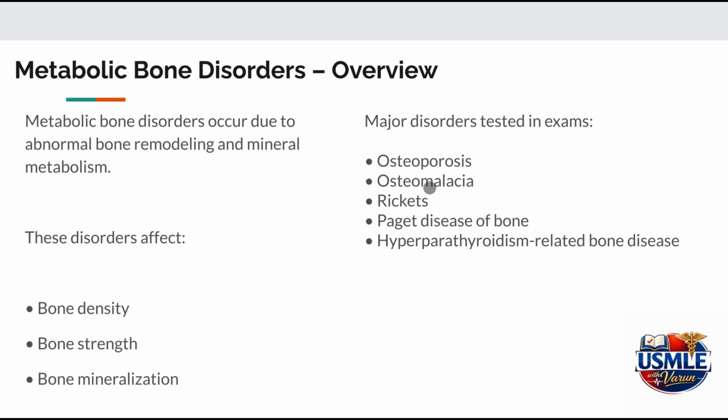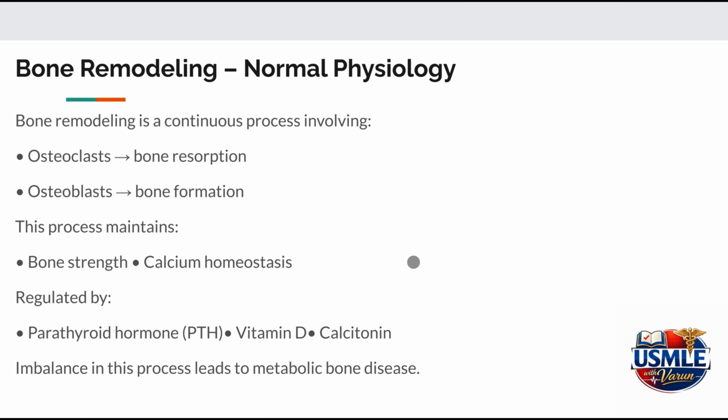Several metabolic bone diseases are particularly important for exams. These would include osteoporosis, osteomalacia, rickets, Paget's disease of bone, and bone changes that are associated with hyperparathyroidism. Whenever you come across questions, diagnosis usually depends on combining three important clues. These include clinical features, laboratory findings, and characteristic imaging patterns or findings.